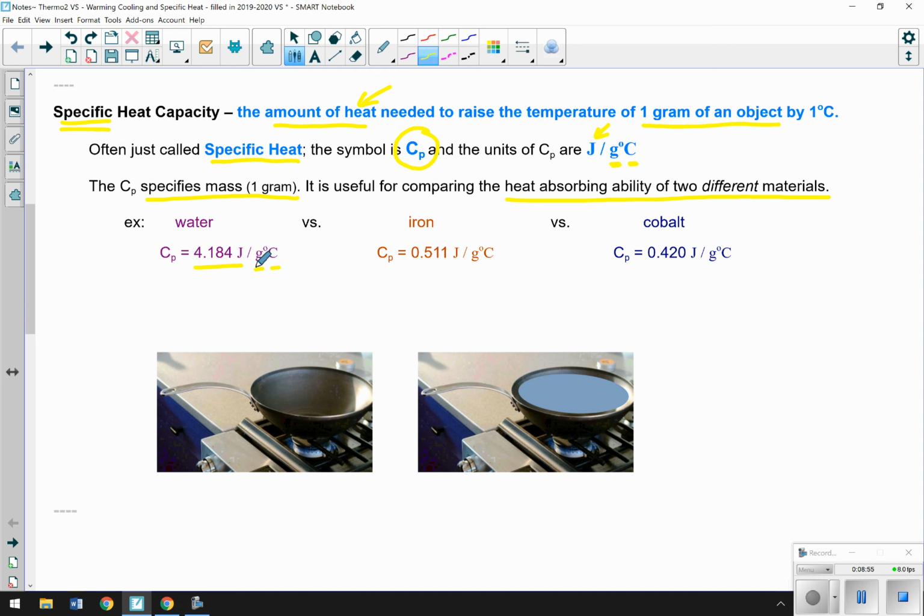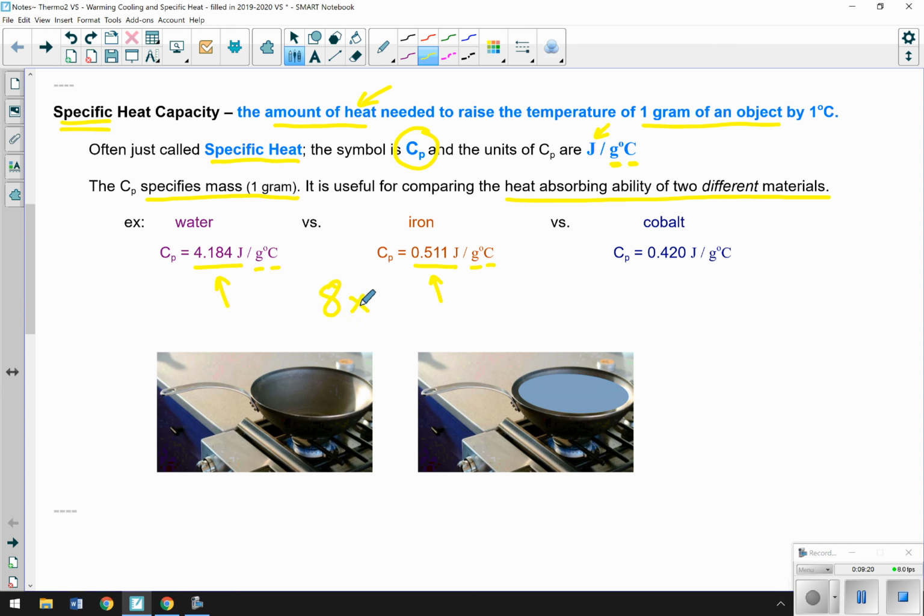Compare that to iron, where it only takes half a joule to raise that same gram a degree C. So what we can say is that to raise a gram of water by 1 degree takes a lot more energy than it does to raise iron that same 1 degree. Actually, if you did the math, you can see it's about 8 times greater.